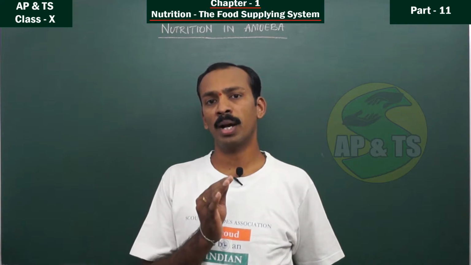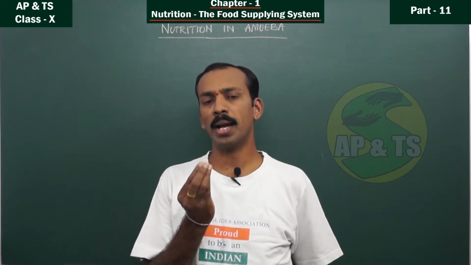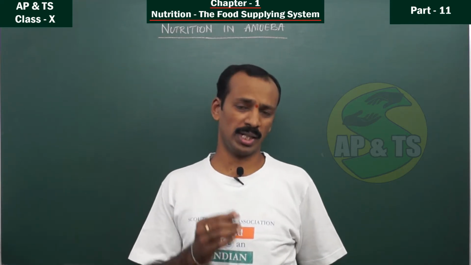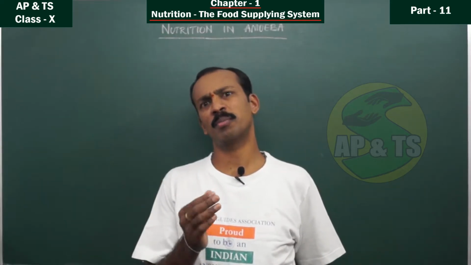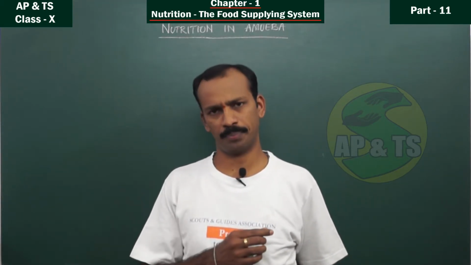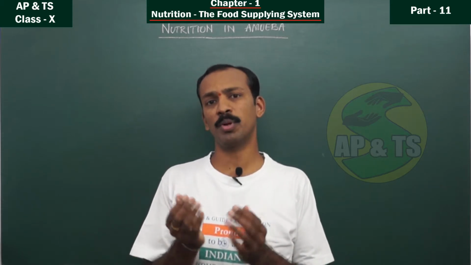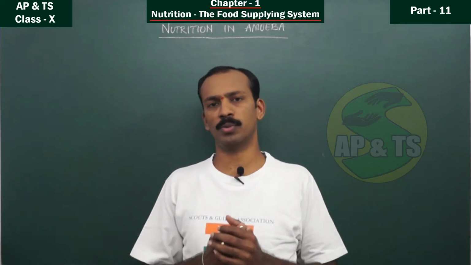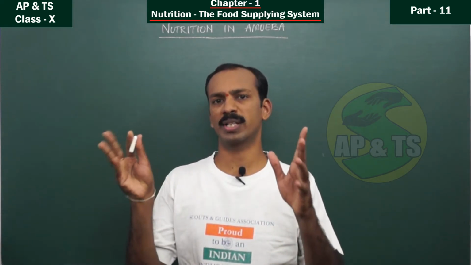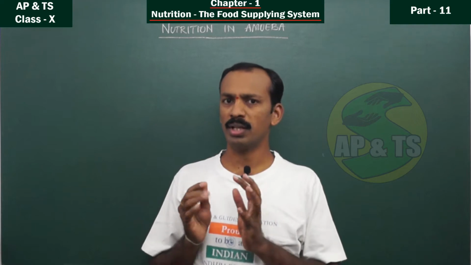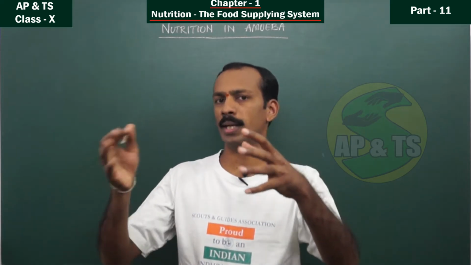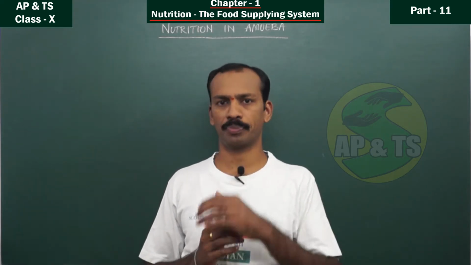Okay. Amoeba takes food through a mouth-like structure. You may get a question again. Amoeba do not have a mouth-like structure, isn't it? There is no permanent mouth. But how amoeba gets a mouth? How amoeba forms a mouth? It is with the help of finger-like projections. Amoeba feeds with the help of finger-like projections called as pseudopodia.